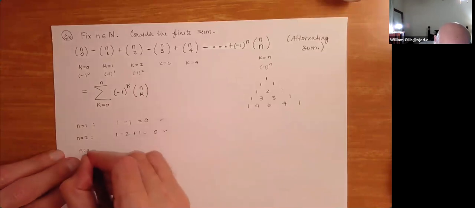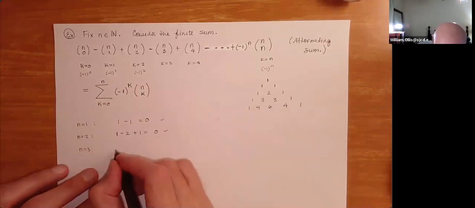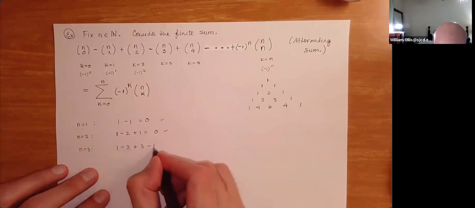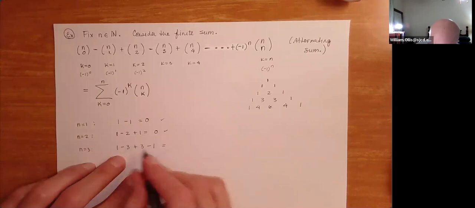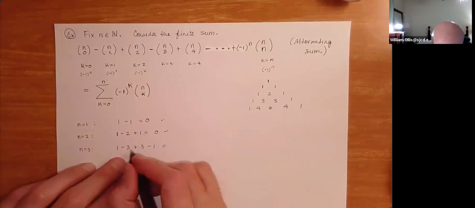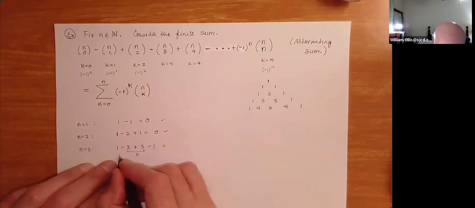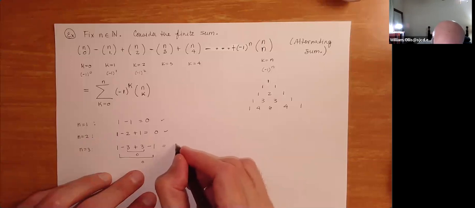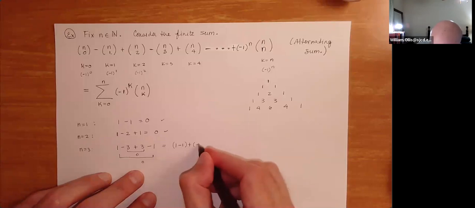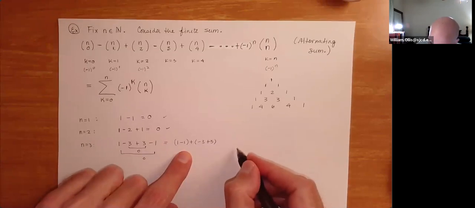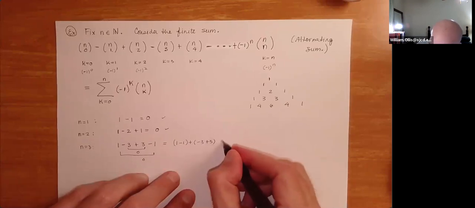n equals 3. Let's look at it. 1 minus 3 plus 3 minus 1. Well, if we look at that, what is that? There's a 0, 0. So basically, if we wrote this down correctly, this would be 1 minus 1 plus -3 plus 3. If we reorganize, commute, this is 0. Oh, okay.